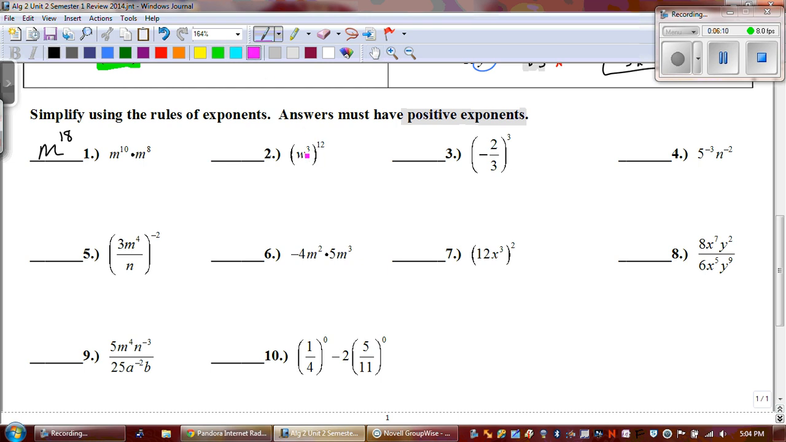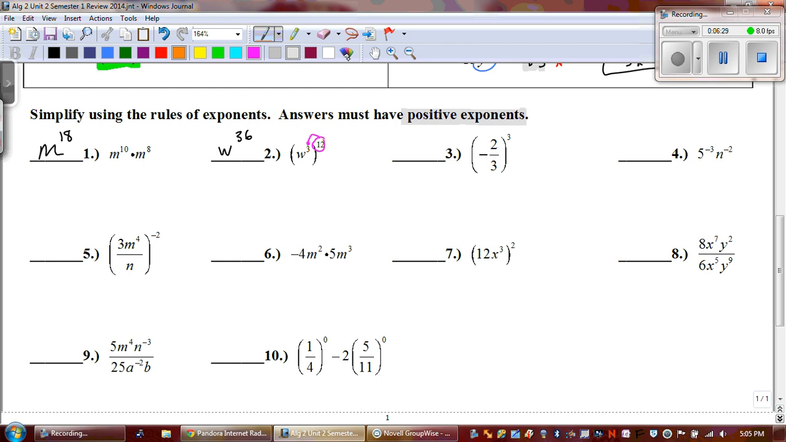Okay, number 2, we have the number outside, so we distribute, we multiply that. So 3 times 12, if you need your multiplication charts, guys, take it out. You get y to the 36th power.